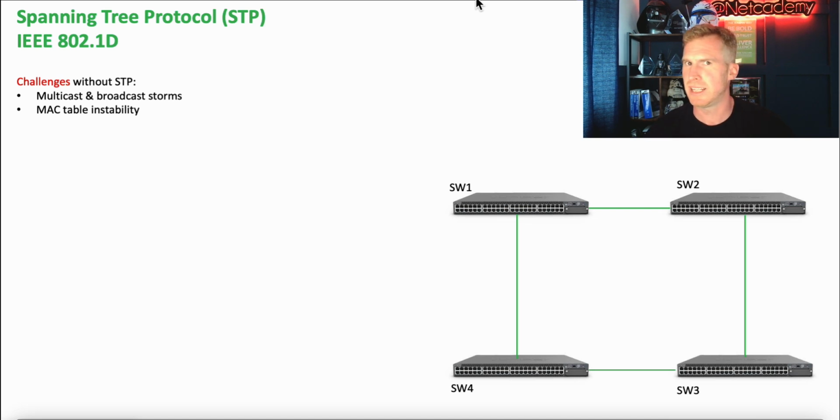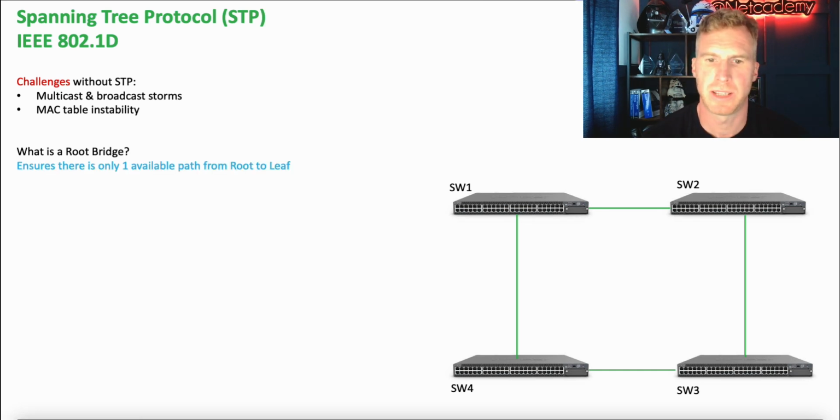And I just said a key word there, root. In Spanning Tree Protocol, there's a concept of a root bridge. And as I just said, there's this concept of a root bridge, and that is to ensure there's only one available path from that root to the leaf. That is the concept. That's really where the term tree came from. We're going to have one direction, one path from root of the tree to all those leaf devices.